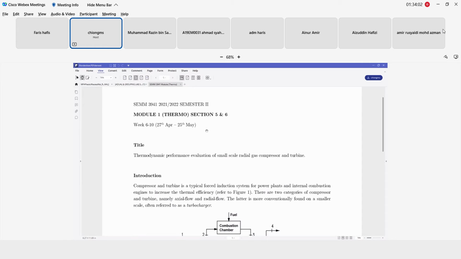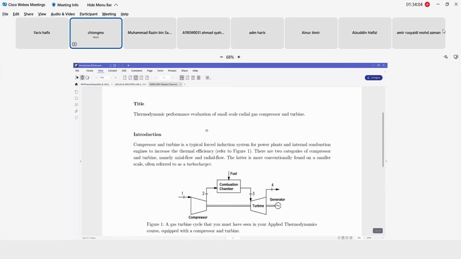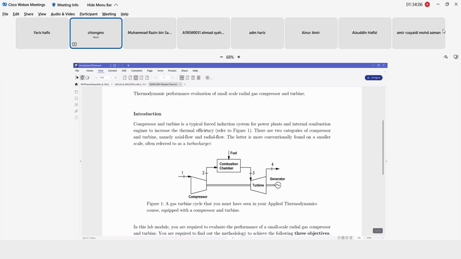Okay, so compressor and turbine, when you hear these two words, what do you think of? Everyone taken applied thermodynamics? Everyone taken, right?